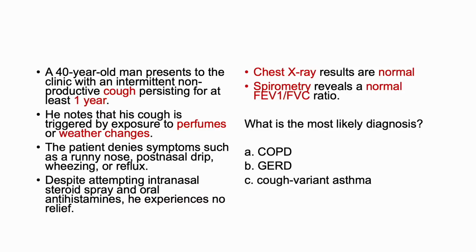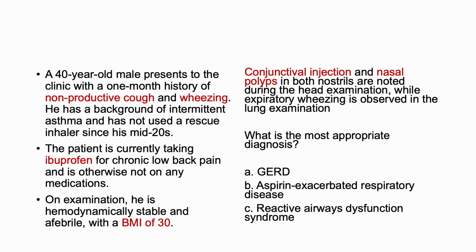In cough variant asthma, cough is the predominant manifestation, without the other typical symptoms of asthma, such as shortness of breath and wheezing. A 40-year-old male patient presents to the clinic with 1 month history of non-productive cough and wheezing. He has a background of intermittent asthma and has not used a rescue inhaler since his mid-20s.